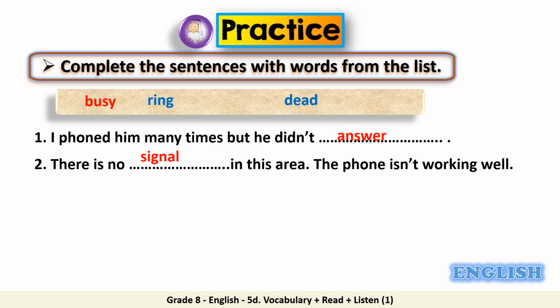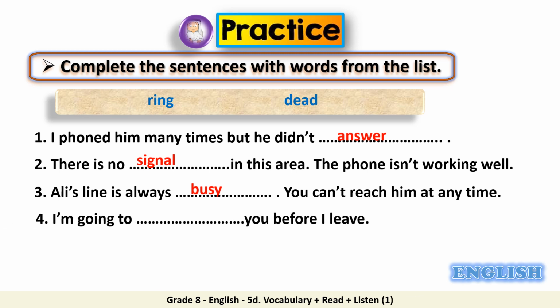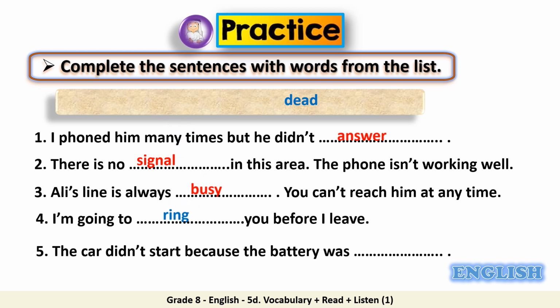Very good. Signal. 3. Ali's line is always busy. You can't reach him at any time. Good job. Busy. 4. I'm going to ring you before I leave. Very good. Ring. 5. Finally, the car didn't start because the battery was excellent. Did.